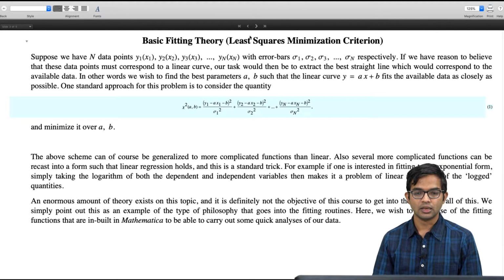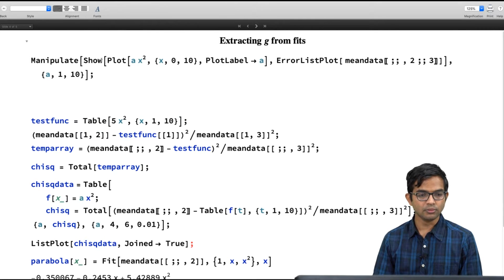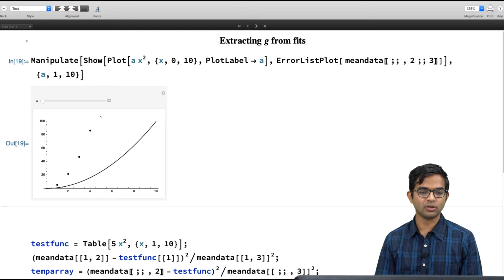So, let's do it for our Galileo's problem. Before we do this, it's very nice, this function called Manipulate that Mathematica has. We already know that roughly this looks quadratic. So my goal is, I don't know what this factor a is, with respect to which I should multiply x squared.